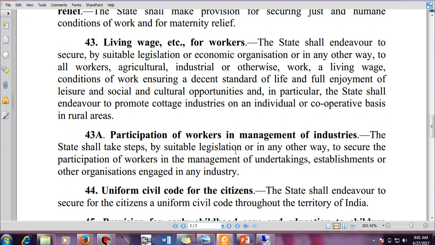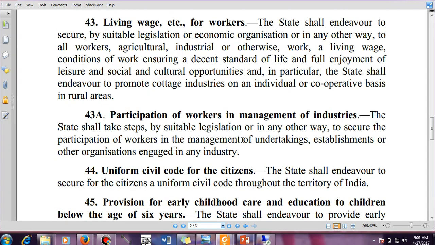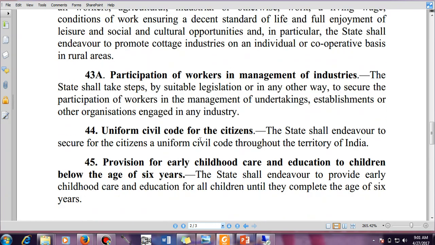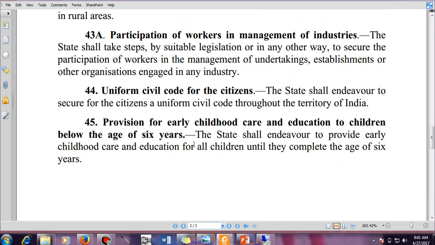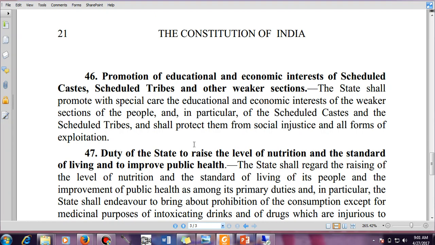Then Article 43A, participation of workers in management of industries, I am skipping it. Then Article 44 says about uniform civil code for the citizens, that is quite clear, I am not explaining it in details. Article 45, provisions for early childhood care and education to children below age of 6 years. That means we should give proper education and compulsory education to the children so that our state, our country grow.